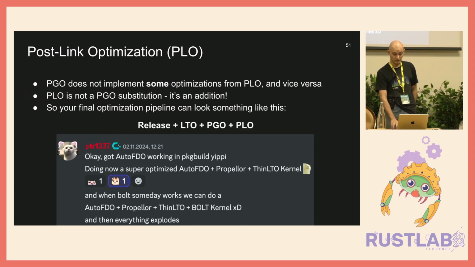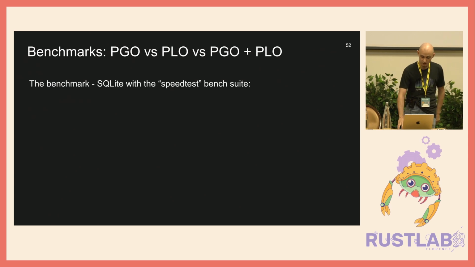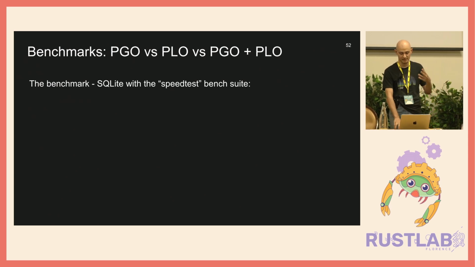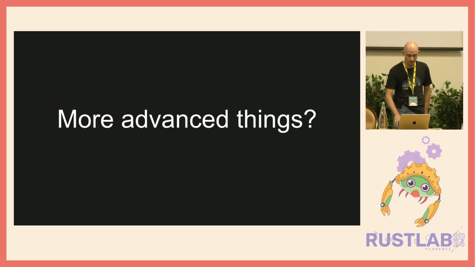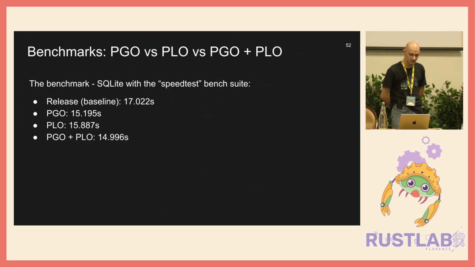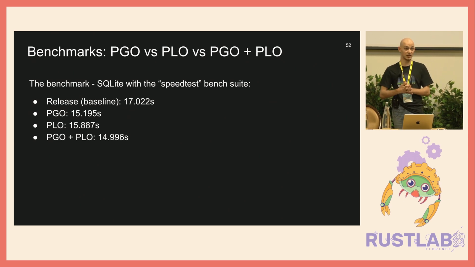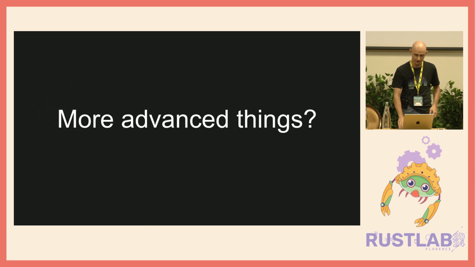And I will show you some benchmarks. So the benchmark is SQLite, it's the speed test with the default benchmark. And that's it. So you will see the PGO plus PLO is the most efficient combination of flags. The win, you can say that it's not a big one, but SQLite is a pretty optimized piece of software. It's a huge win. It's not noise between measurements. It's a stable, reproducible benchmark.